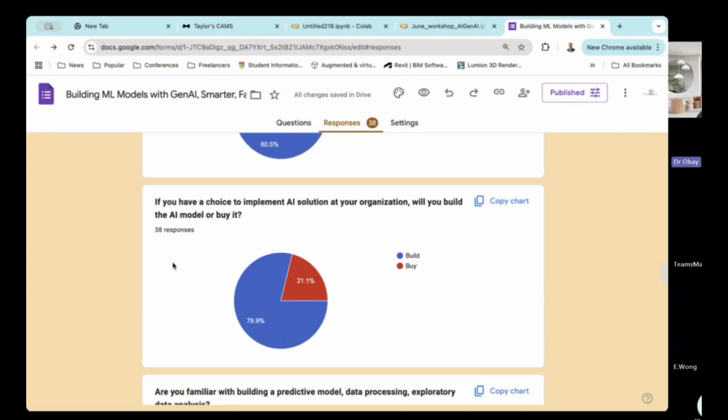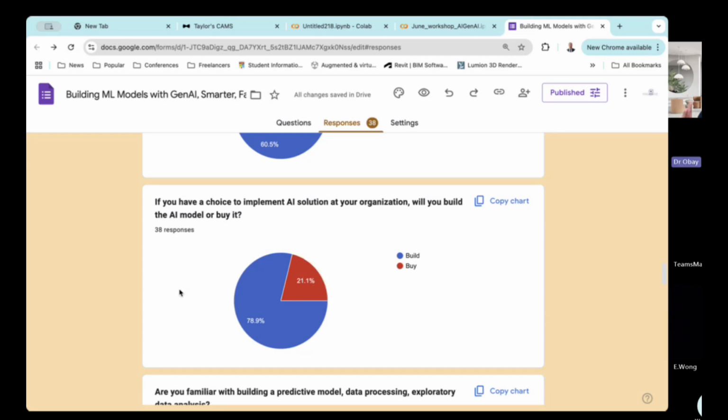All right, if you have a choice to implement an AI solution at your organization, will you build it or are you going to buy it? We have a majority who agree to build it, and 20%, 21% of you agree with buying it.